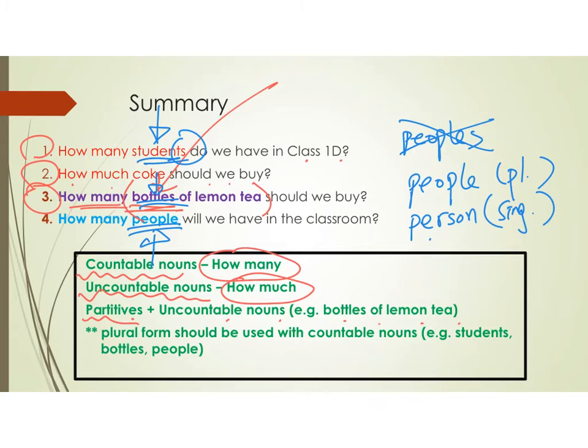Person is singular. For example, we say one person, and we cannot say two persons. Okay, it is not very good to say so. But we say two people, which is the plural form of the word person.